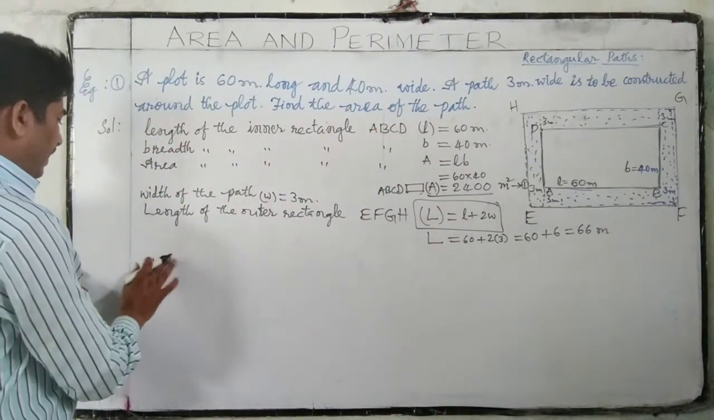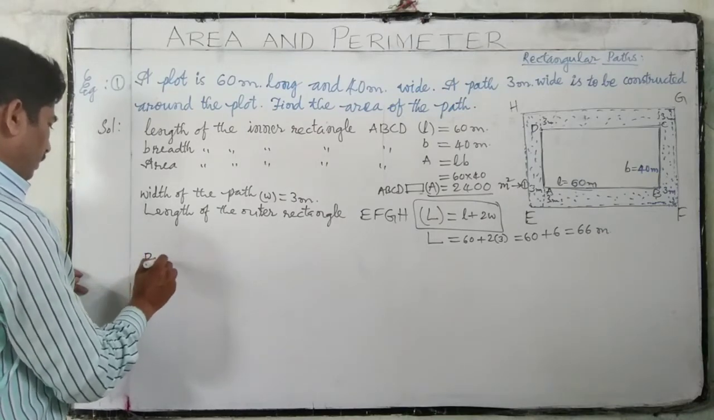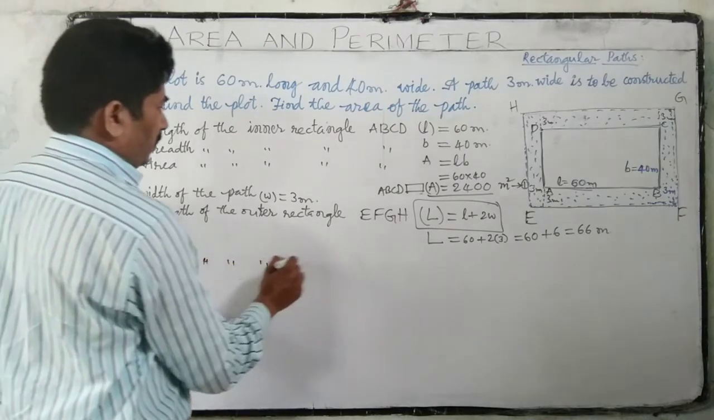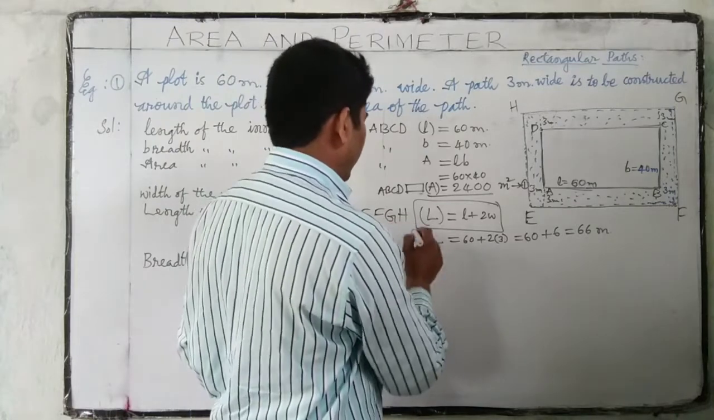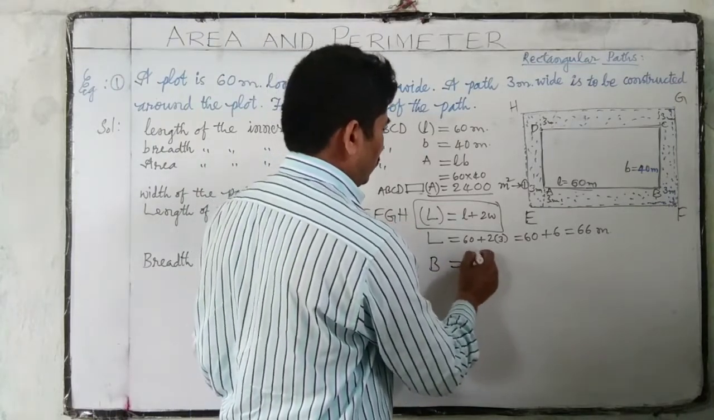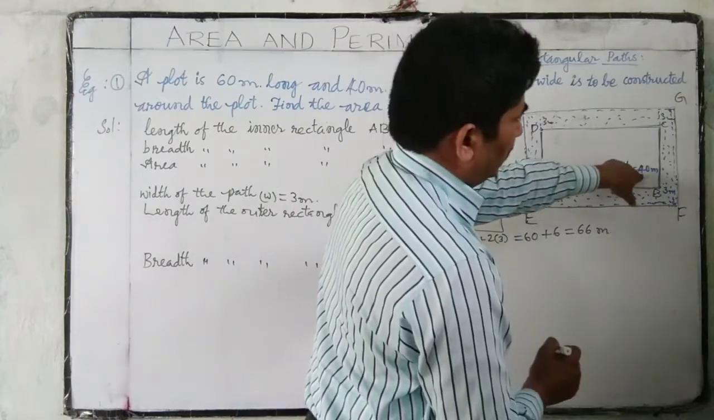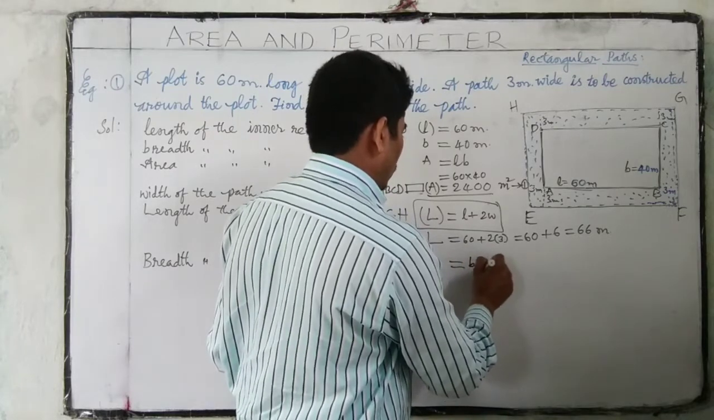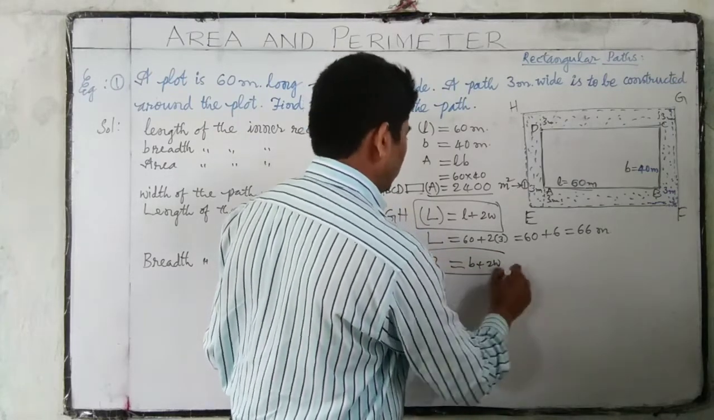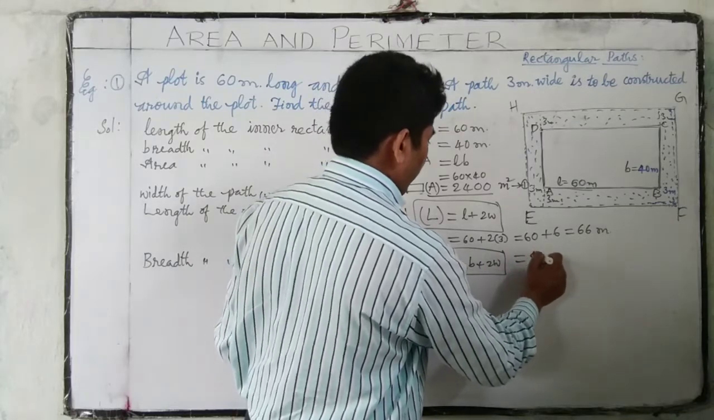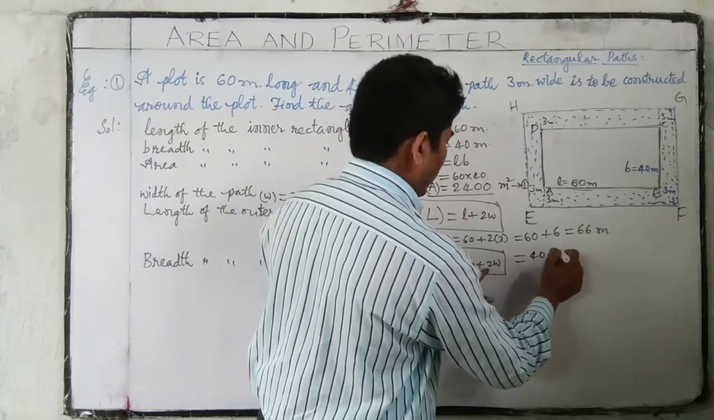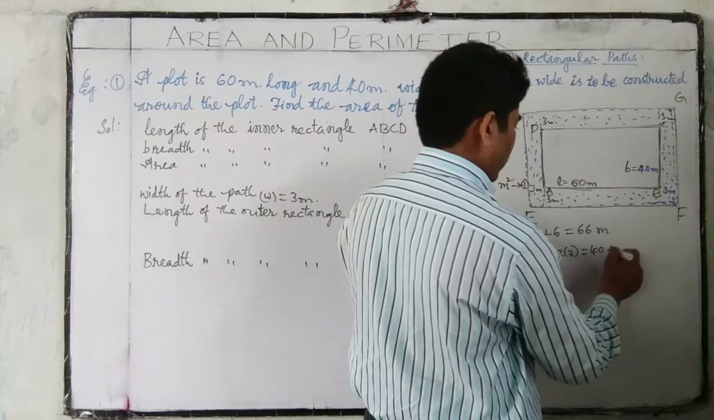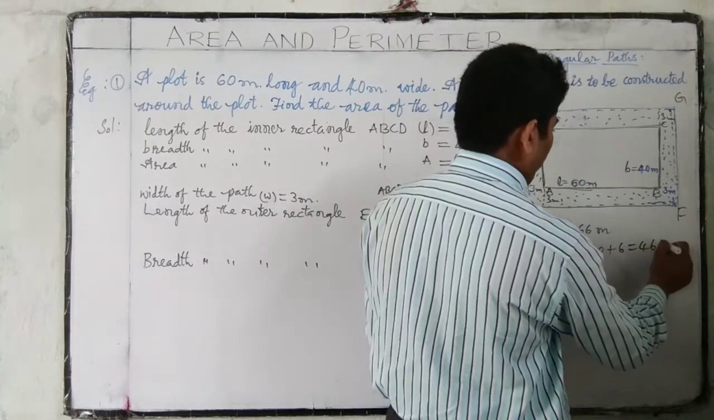Next, breadth of the outer rectangle EFGH, capital B is equal to breadth of the inner rectangle plus 2w. This is the formula, small b plus 2w. So 40 plus 2 into 3, 40 plus 6, 46 meters.